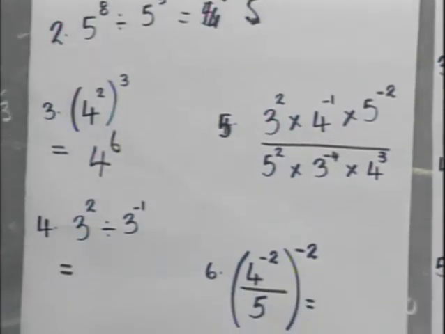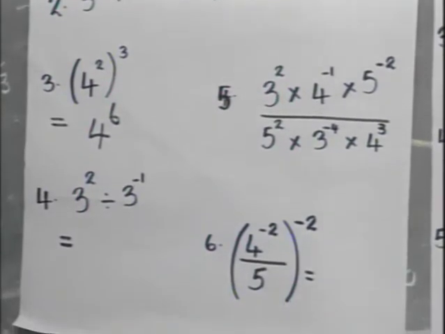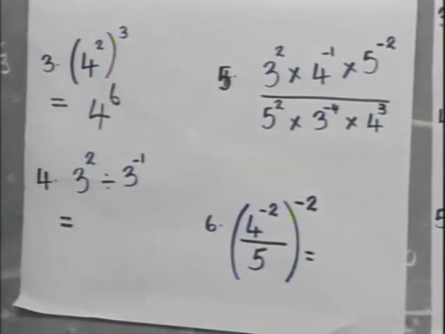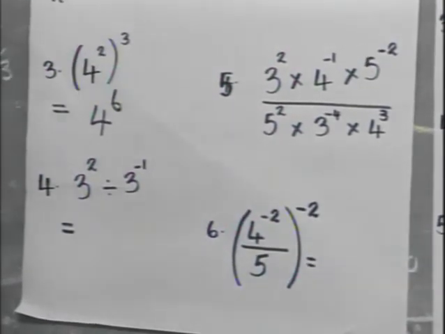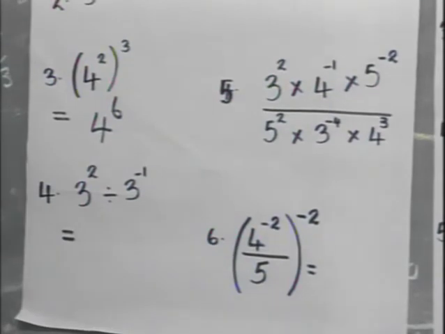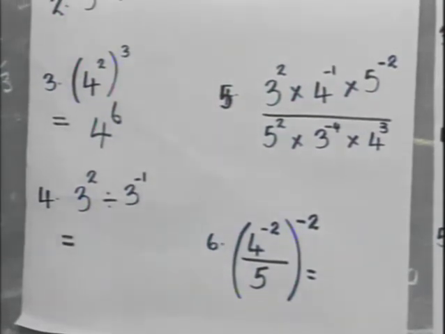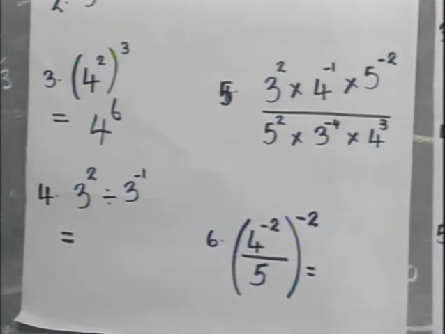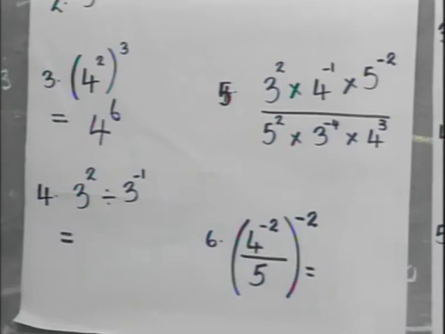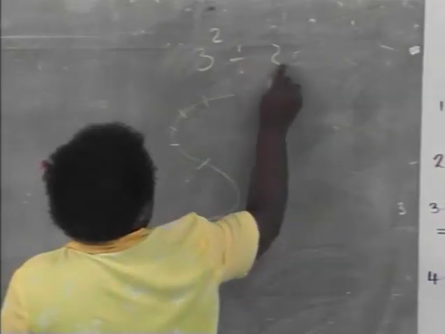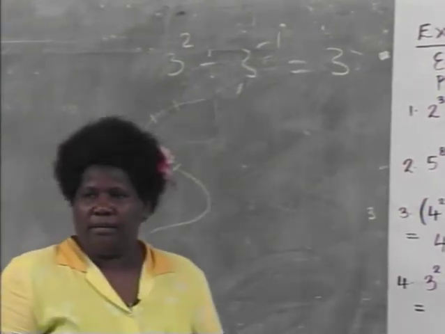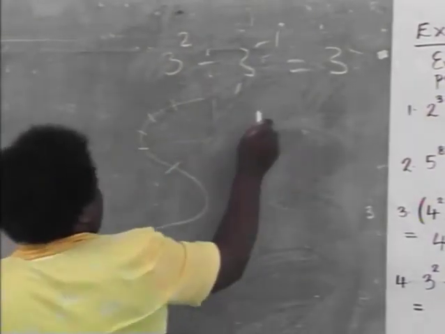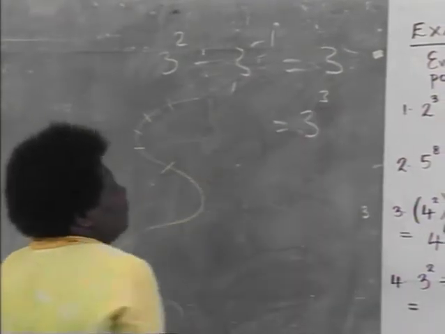3. Are you sure? She says 3. Anyone disagree with Dan? Megan, what's your answer? Okay, we've got 3 to the power of 2 divided by 3 to the power of negative 1. Dan says 3. Megan, what's your answer? 3 to the power of 3. Okay, have a look at these two answers.